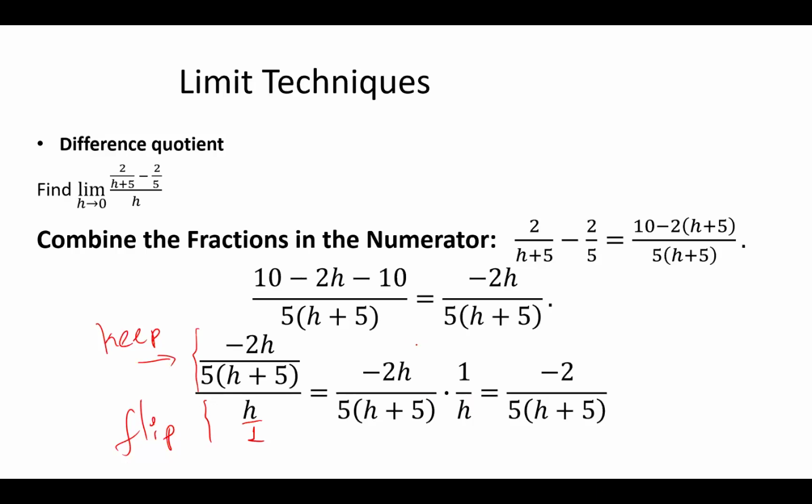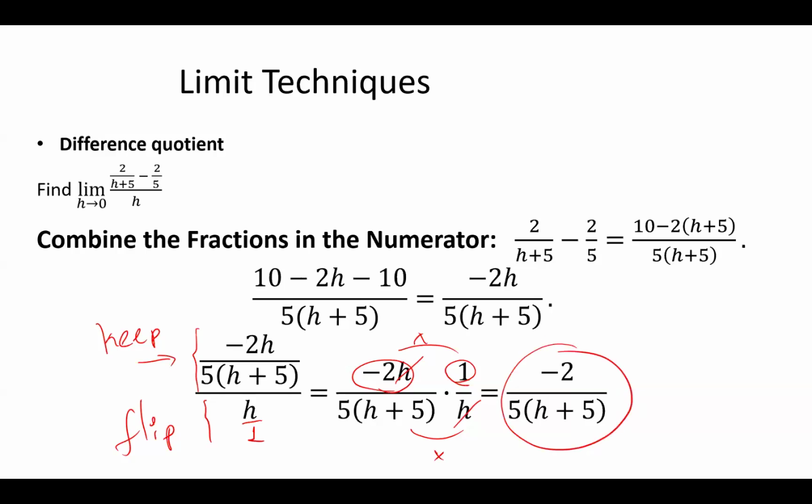Multiplication of fractions is pretty simple. It's just straight across. So you multiply negative 2 times 1 and 5 times h plus 5 times h. In this case, before you even do that multiplication, you can actually cancel the h's since you have 1 on top and 1 on the bottom. So this is negative 2 times 1, which is negative 2, and then you get this.